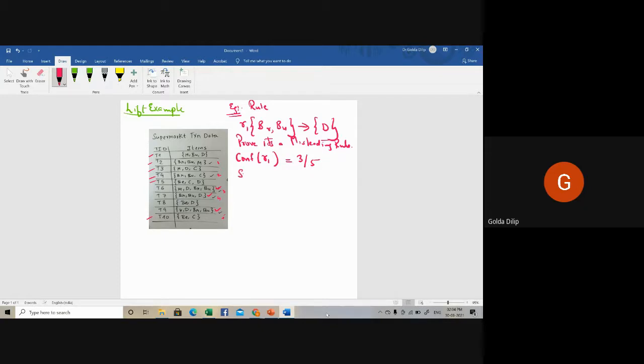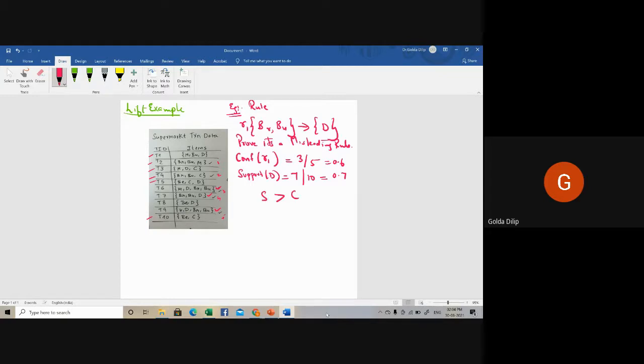What is the support of diaper? How many places is diaper coming? 1, 2, 3, 4, 5, 6, 7. In 7 cases out of 10 transactions diaper is coming. So this is 0.6 and this is 0.7. You can see here the support is greater than the confidence.